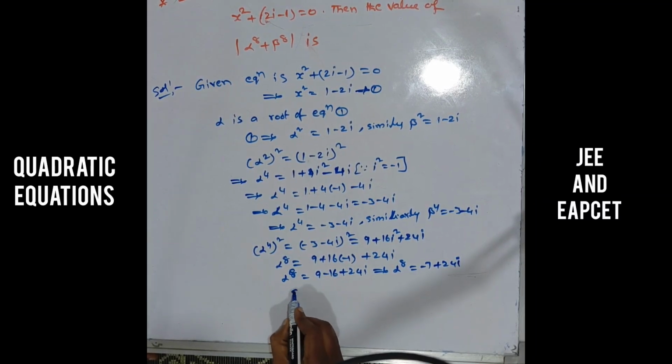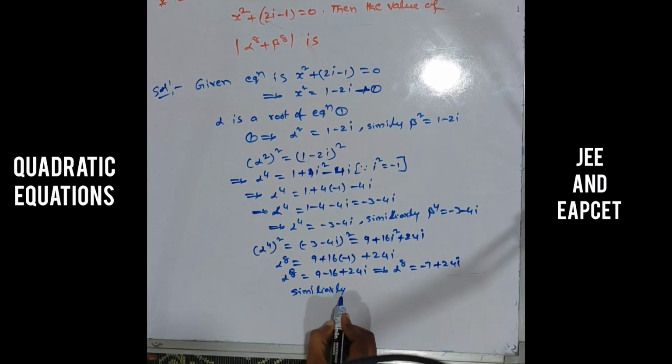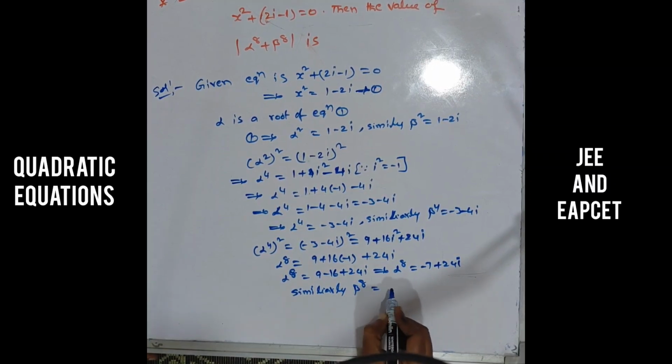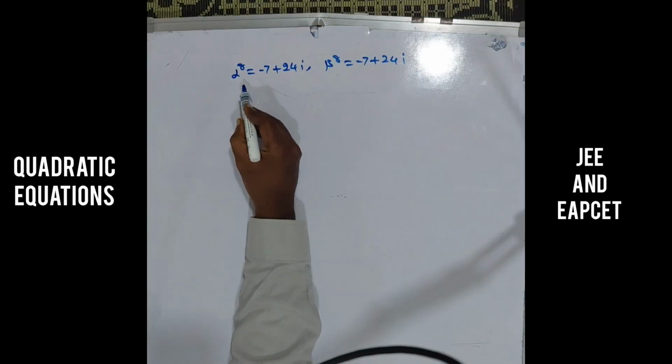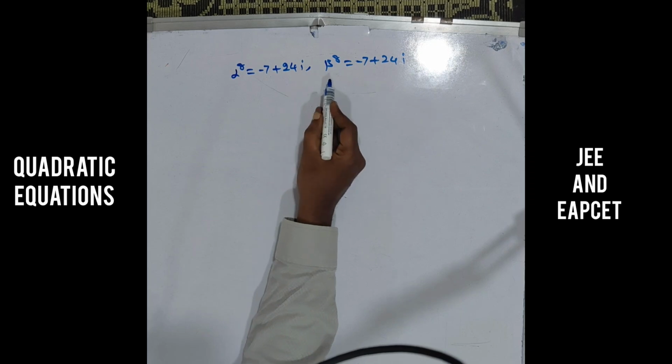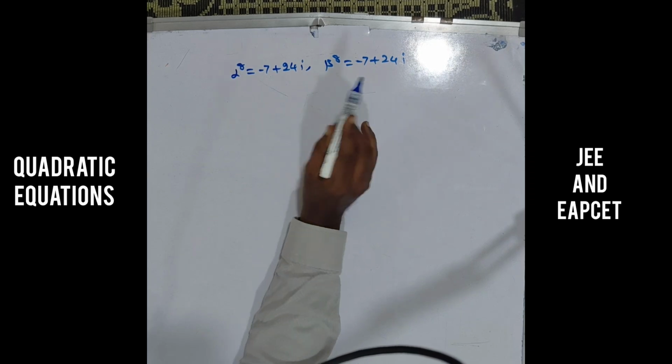Similarly, beta power 8 is equal to minus 7 plus 24i. So alpha power 8 is minus 7 plus 24i, and beta power 8 is minus 7 plus 24i.